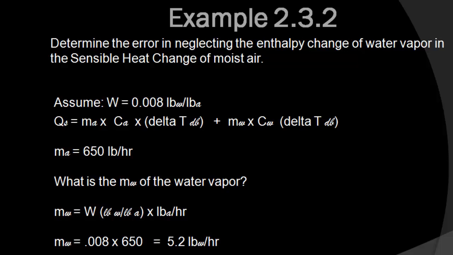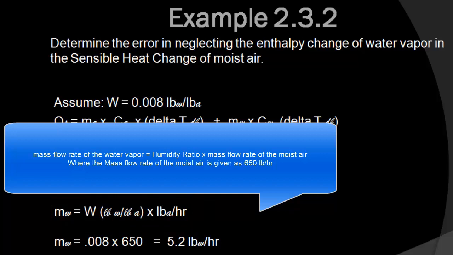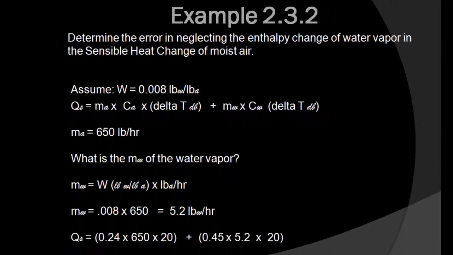So what is the mass flow rate of the water vapor? The mass flow rate of the water vapor is the humidity ratio, which is pounds of water per pound of dry air, times the pounds of air per hour, which is in this example 650 pounds per hour. So the mass flow rate of the water would be 0.008 times 650, which is 5.2 pounds of water vapor per hour.